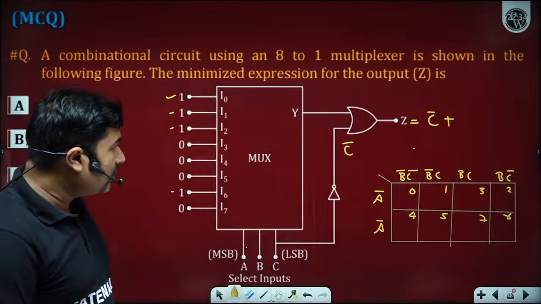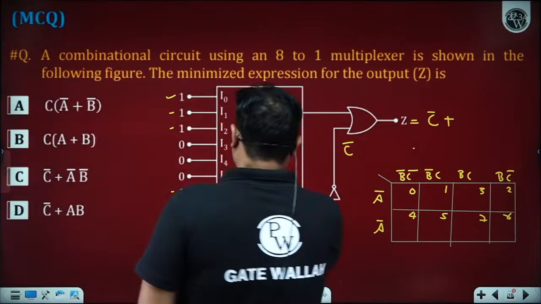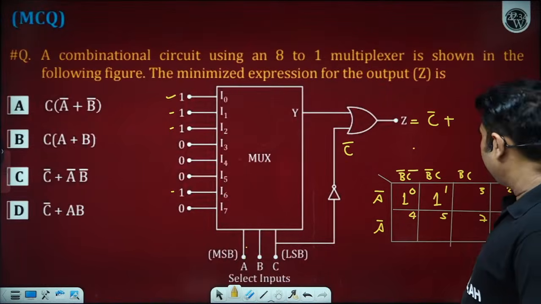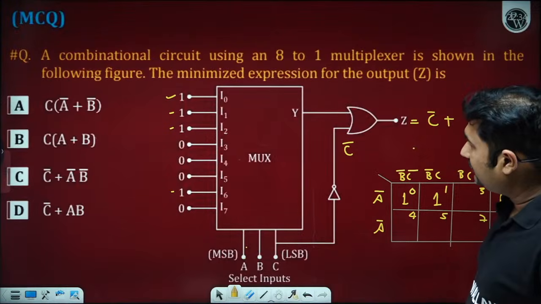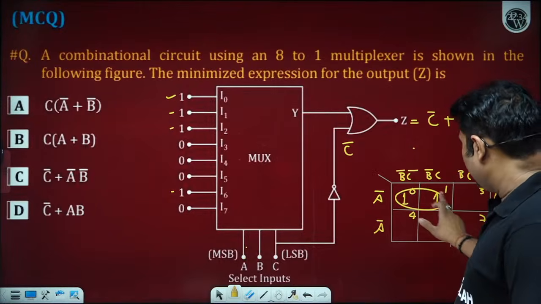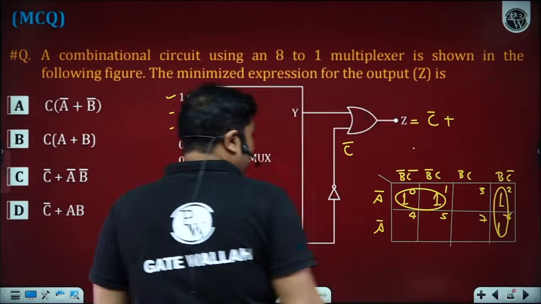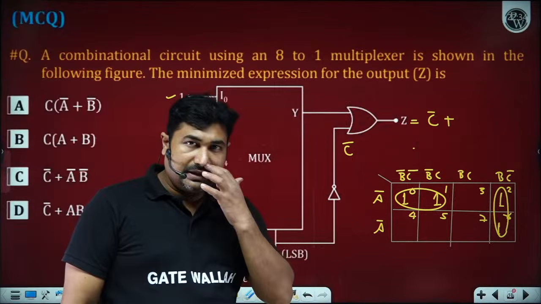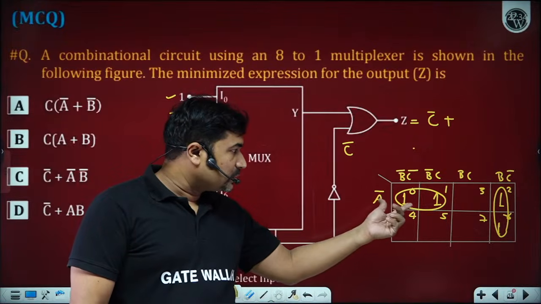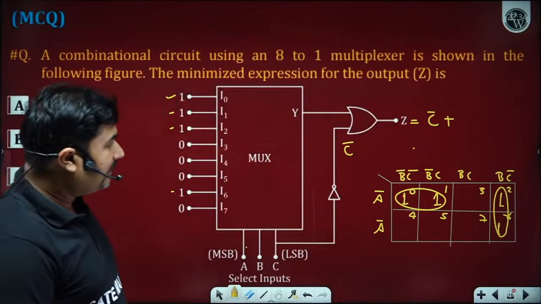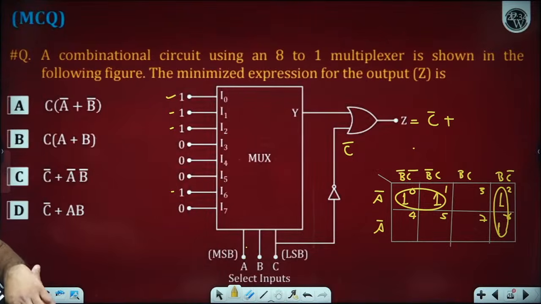Where we are getting output logic 1? We are getting output logic 1 onto the binary condition of 0, onto the binary condition of 1, onto the binary condition of 2, onto the binary condition of 6. So we have one pair and one pair. Two pairs are possible. And what these two pairs are going to give? If we consider these two pairs, we have A bar B bar plus B C bar.